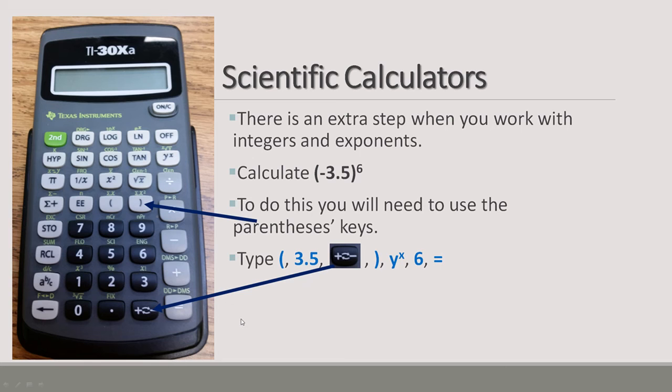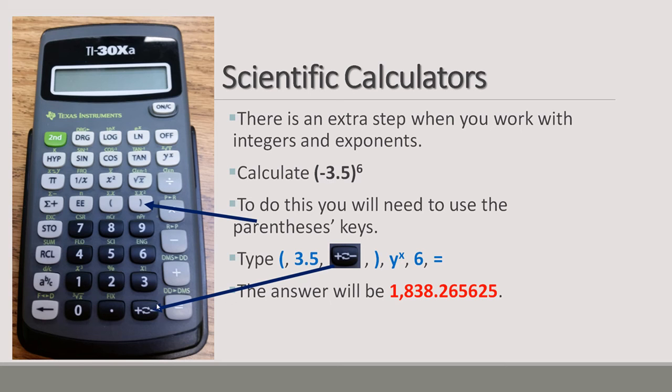So when you have exponents, the trick is you have to remember, when you have integers, to put the parentheses around the number with the integer on it. Otherwise, it's not going to work.